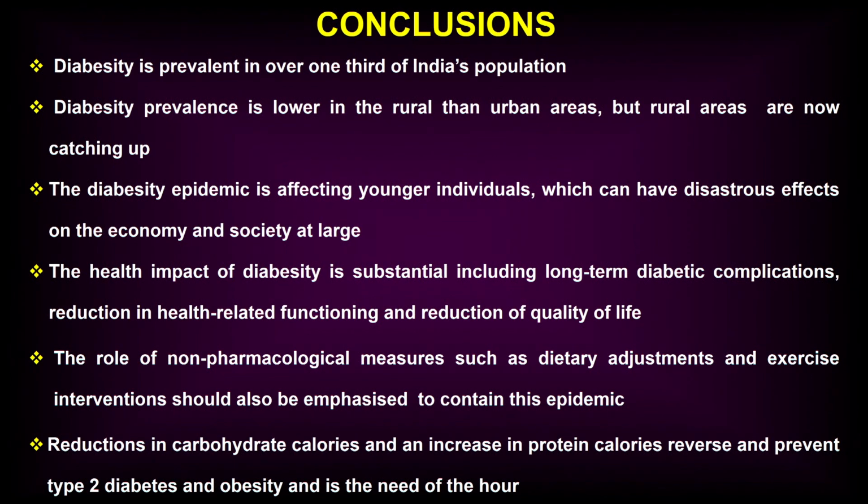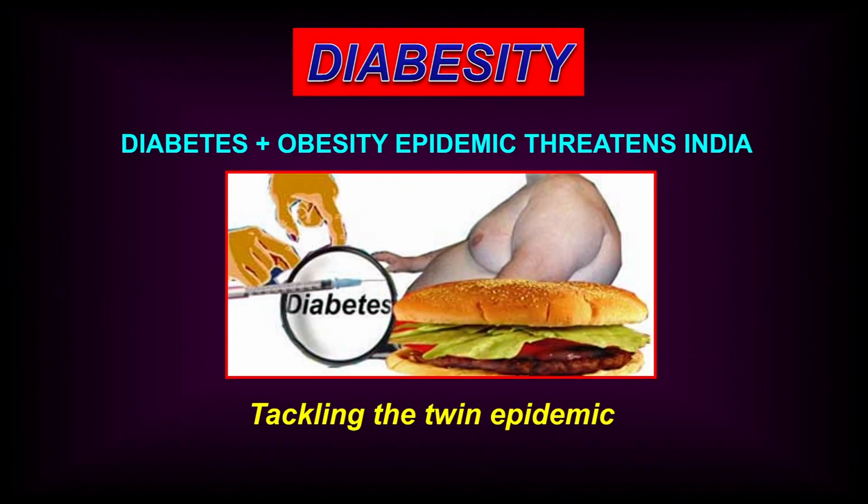So I'd like to conclude by saying diabetes is present in about 1/3 of our population. It's lower in rural than urban, but rural is catching up. It's affecting younger individuals, and this is a problem because there is morbidity and mortality, and disastrous effects on the economy. Health impact has long-term effects. There are complications of both diabetes and obesity which get compounded, and we definitely do need measures that are outside of our traditional measures. We talk only about the individual level, but perhaps it's time to think outside this box, because tackling the twin epidemic of diabesity is becoming a very, very important need of the hour.